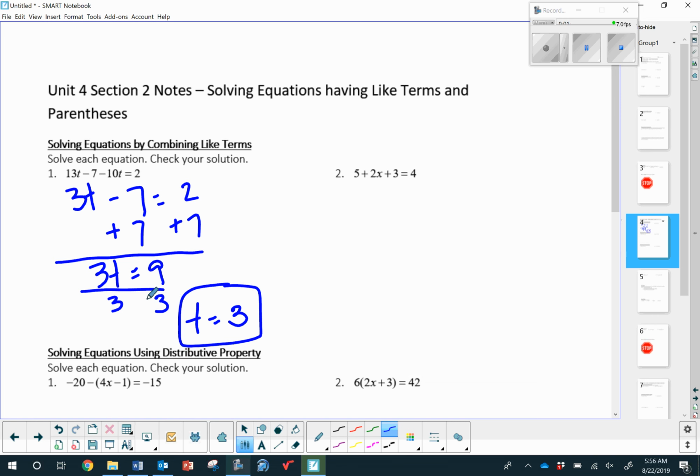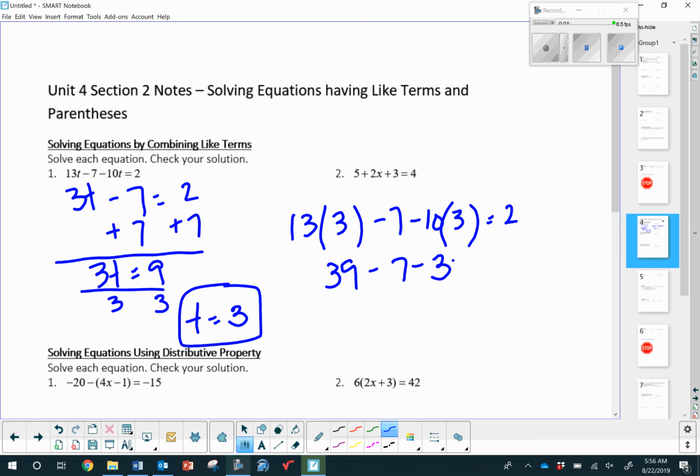Right? If I were to put that back in my equation, I would have 13 times 3 minus 7 minus 10 times 3 equals 2. So that would be 39 minus 7 minus 30. 39 minus 37 does in fact equal 2. So we have checked that off correctly.